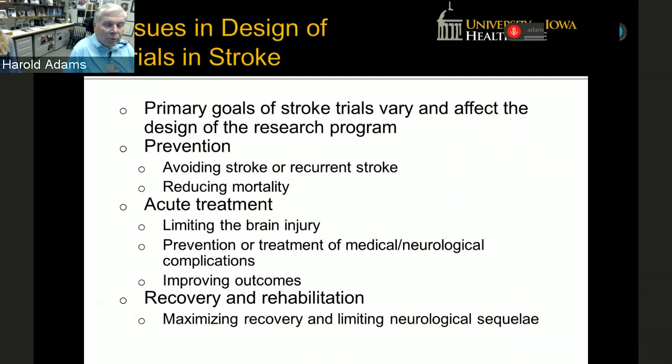Now, the primary goals in stroke vary. It can be a prevention study such as CREST, where they're trying to avoid stroke or recurrent stroke and reduce mortality. It can be an acute treatment trial, such as the NINDS trial of TPA, which was aimed at limiting brain injury. It could be recovery and rehabilitation, looking at ways to maximize recovery. So we have three large sets of trials in stroke.